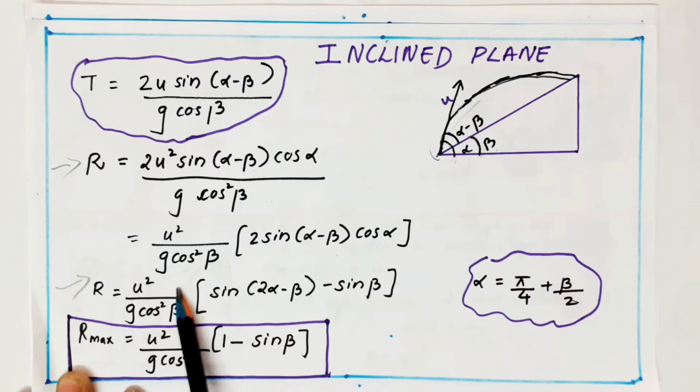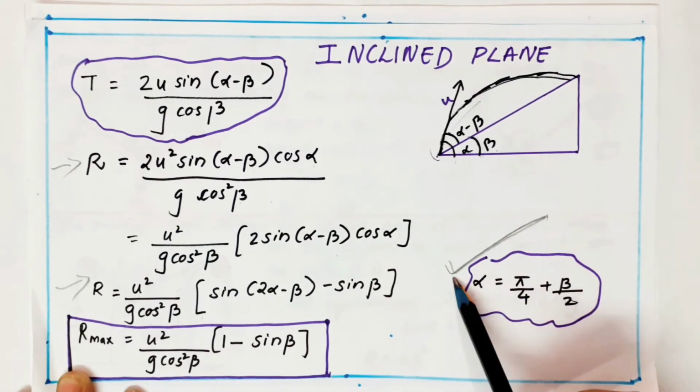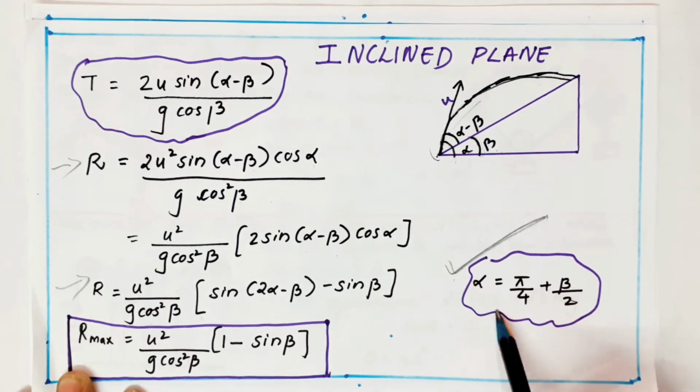u square by g cos square beta into sin(2 alpha minus beta) minus sin beta. Here, mostly I have seen questions related to this. They will ask when we get the maximum range. We get the range as maximum for the condition alpha equals pi by 4 plus beta by 2.